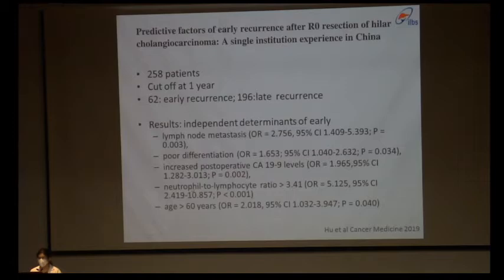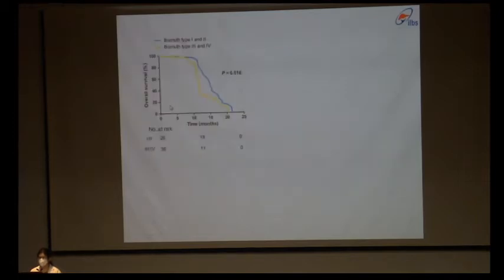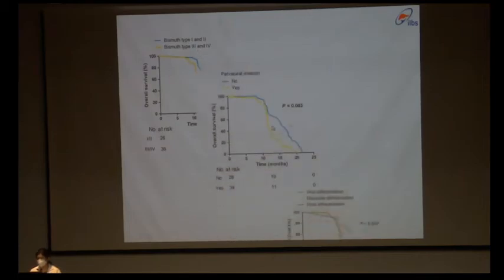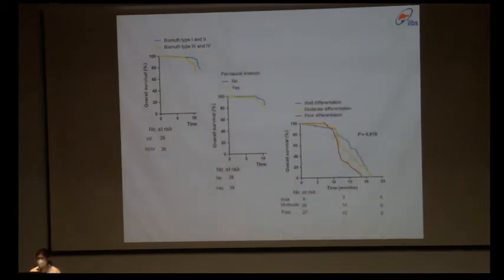with increased risk of early recurrences, whereas Bismuth type 3 and 4, PNI invasion, and poorly differentiated tumors, they all are associated with late recurrences. So in hilar cholangiocarcinoma, one should go for a long surveillance, because studies have suggested that there are chances of recurrence even after 5 years.